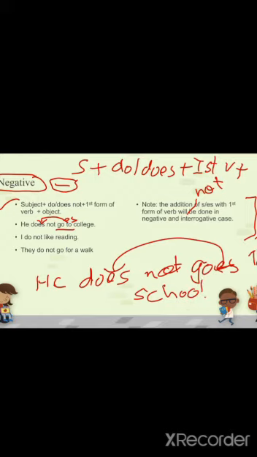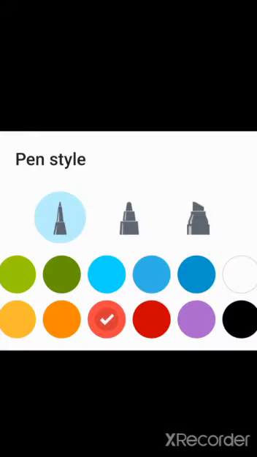Now coming to the next slide, how we will make the interrogative sentences. Interrogative means question mark. Now you will bring the helping verb in the start and then the subject, then the first form of the verb, object, and then the question mark. Do they go to school? Does he write a note in his notebook? Do I go for a walk?